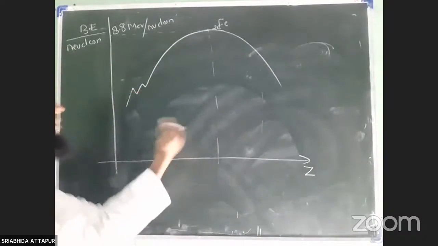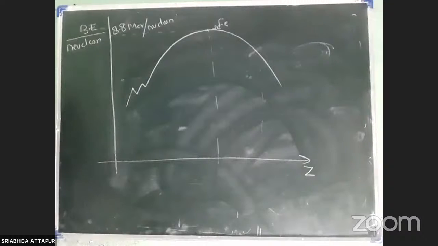Draw this graph so that I can tell more. Write down also: iron is more stable. In the main exam they may ask this question, which one is more stable. If you want, you can remember this value also, corresponding 8.8 mega electron volt.